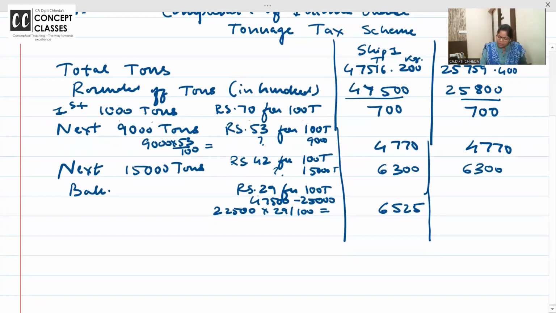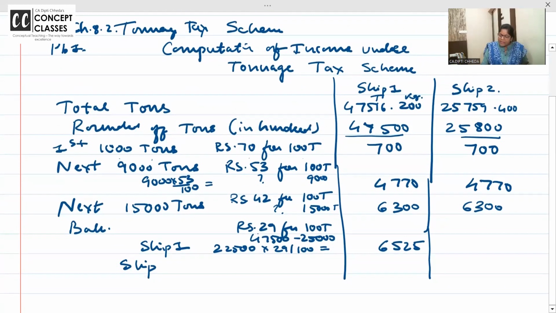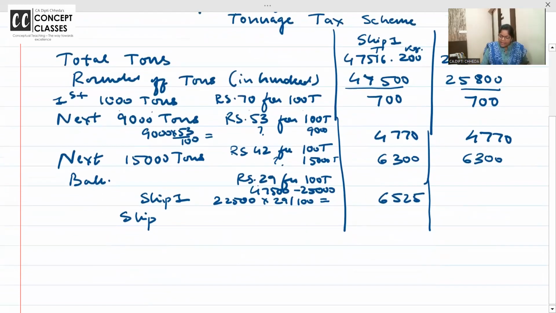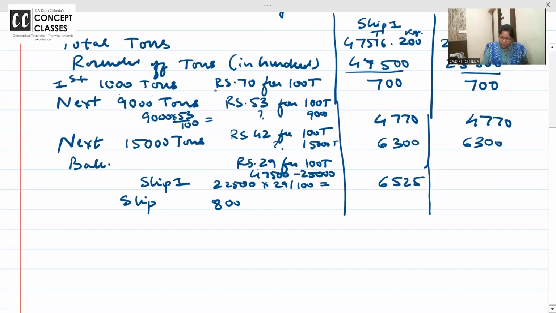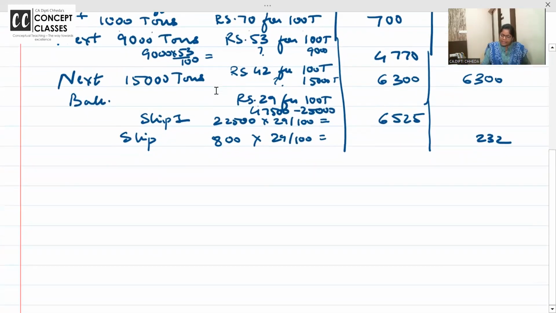Okay, now see how we will do it here. I'm doing it for ship 1. I have done. Now I'm doing it for ship 2. For ship 2 you have already done up to 25,000 tons. Here it is. And 800 tons are there more, into 29 by 100. 800 into 29 by 100. So 232. Nice.